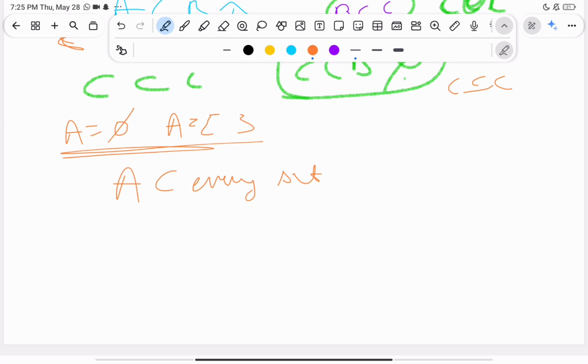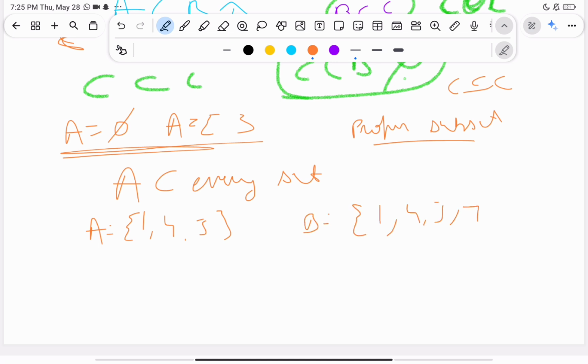Proper subset. Now we will see proper subset. What is a proper subset? Let A and B be two sets. If A is a subset of B and A is not equal to B, then A is called a proper subset. A must not be equal to B. For example, if A is equal to {1, 4, 5} and B is equal to {1, 4, 5, 7}, then A is a proper subset of B.